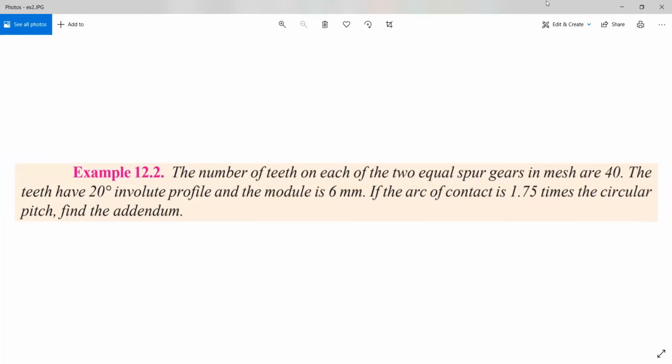In the previous example we had the addendum, and we needed to find the arc of contact, path of contact, circular pitch and all that. But here the addendum is not given, small ra and capital RA are not given. So we need to find them. How to find it? Let us see.